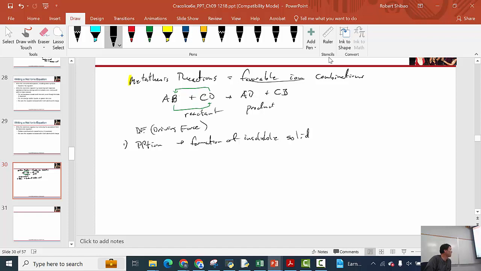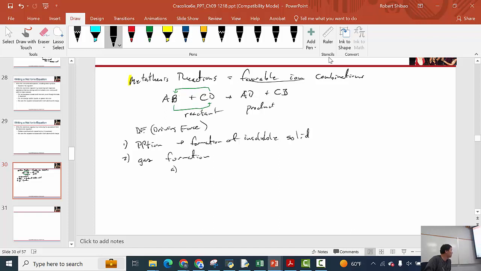Or the reverse of that is if those ions encounter each other, they'll come together and bond with one another to form an insoluble solid. We can precipitate to form a solid. We can also precipitate to form a gas, but I'm not going to call a gas precipitation. We'll just call it gas formation.